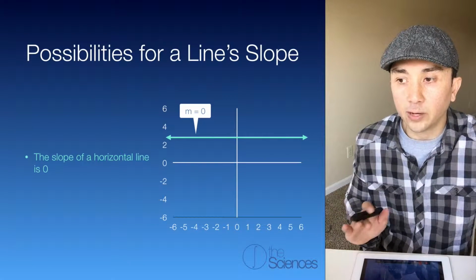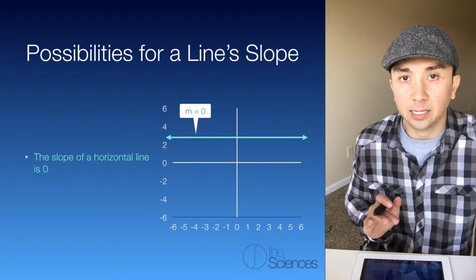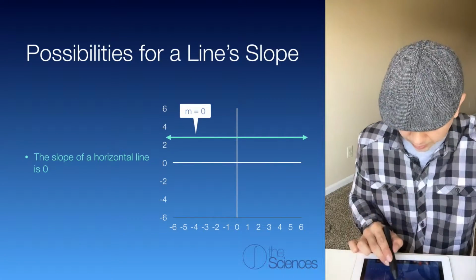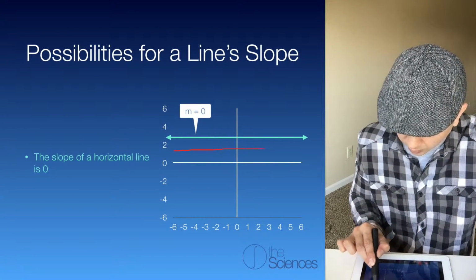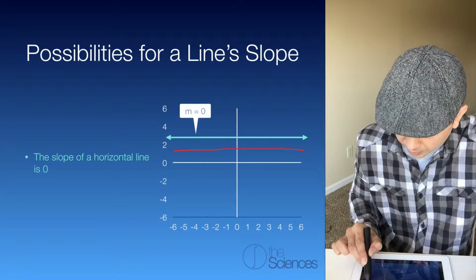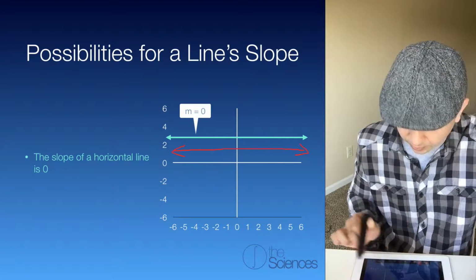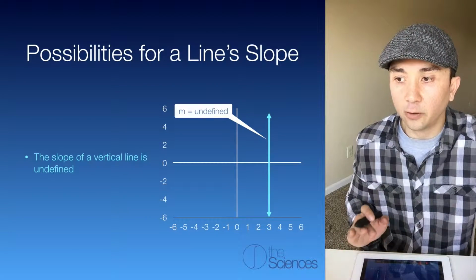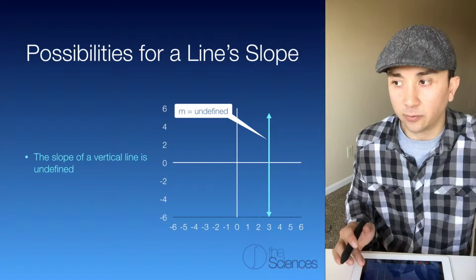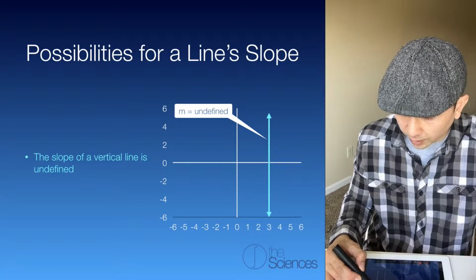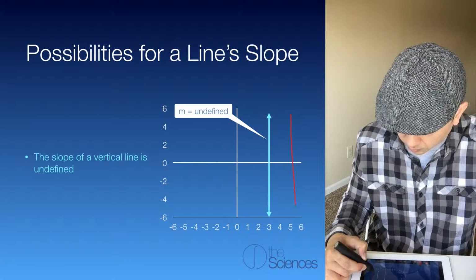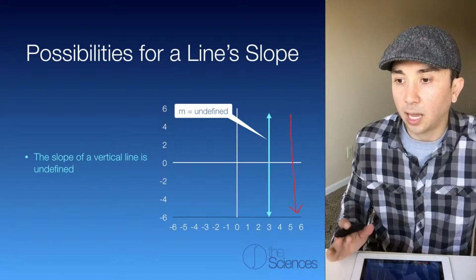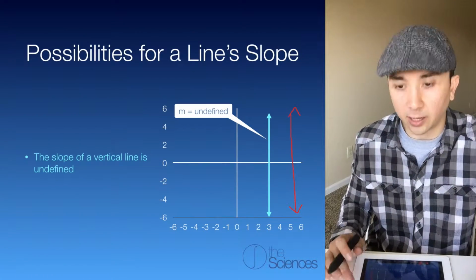Now the slope of a horizontal line is 0 because it is not rising or falling. So when a line goes through the y-axis, its slope is 0. Now the slope of a vertical line is undefined. So when a line just goes through the x-axis, it does not have a slope. It is undefined.